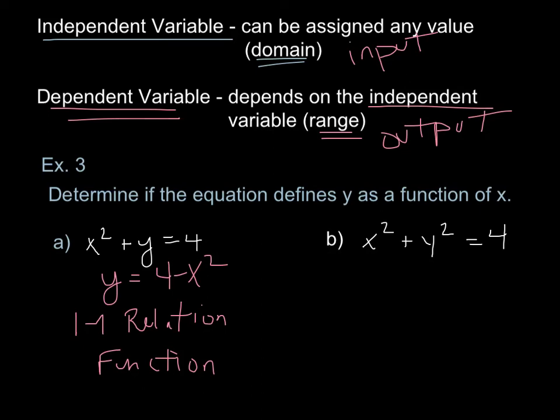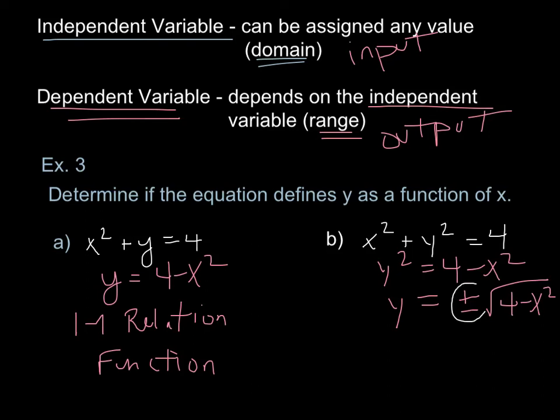If I look at B on the other hand, and I solve for y, I'd have y squared equals 4 minus x squared. So if I take the square root of both sides, then y becomes plus or minus the square root of 4 minus x squared. This plus or minus out here is what causes the issues. Okay? If I put in one value of x, if I put in 0 for x, then I'm going to have plus or minus the square root of 4, which gives me plus or minus 2.